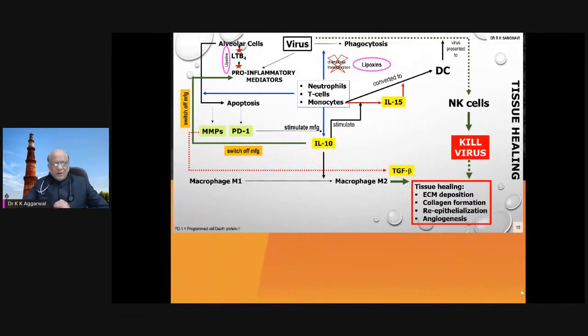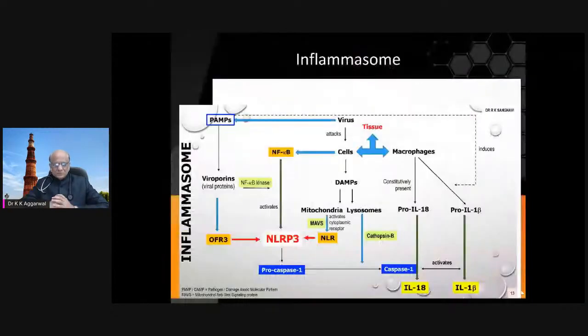Now here you can see macrophage 1 is converted into macrophage 2. That's what normally happens: macrophage 1 should convert into macrophage 2 for healing. But if macrophage 2 converts into macrophage 1, it means it's a disease. Now what happens in this slide, I will come back again.